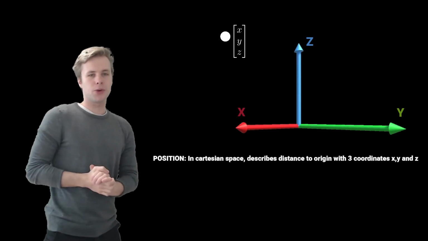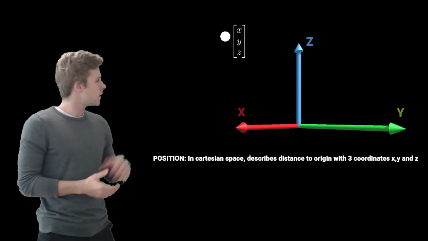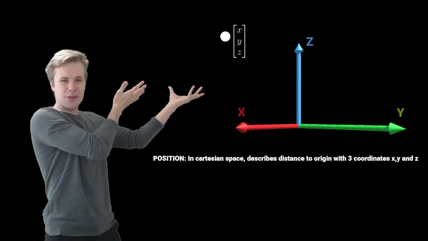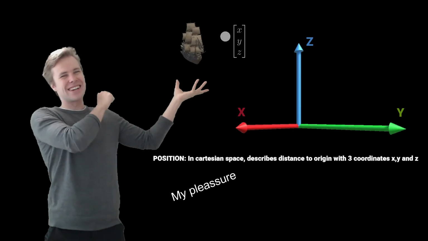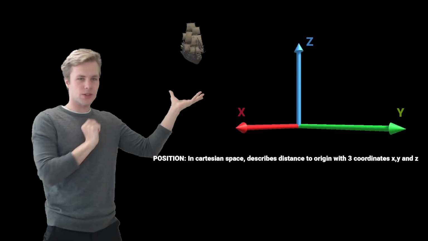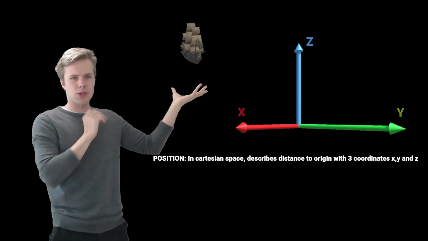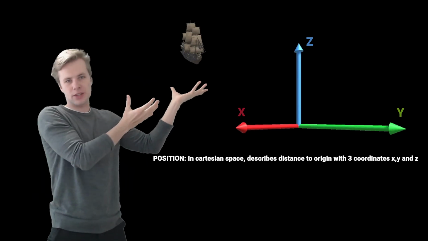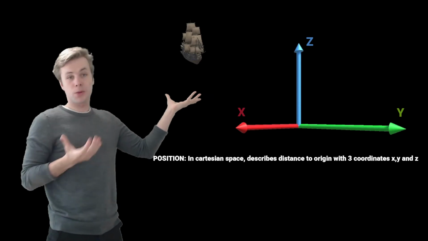But another thing we can do is to describe an orientation. Future me, remember to animate something right here. As you can see, this is orientated in a way where it points somewhat downwards. And let's say we want to describe that it's orientated in this direction. Okay, how do we do this?